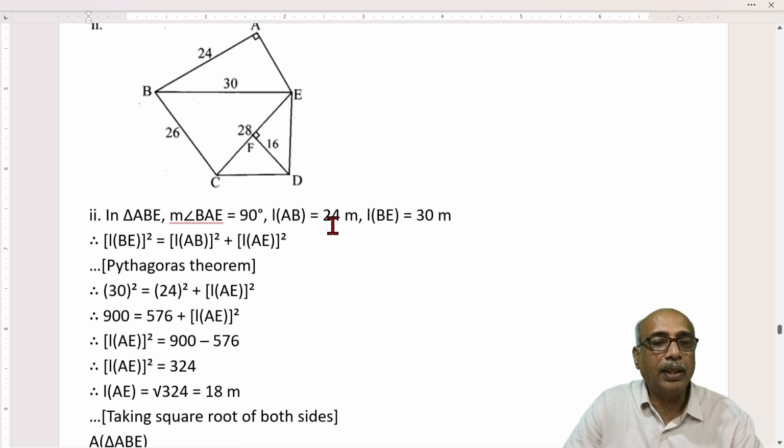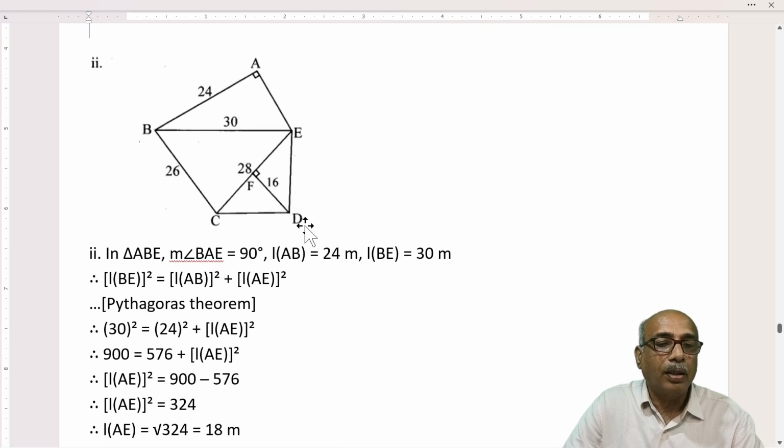Another figure is there. Here for this triangle, you see AE is not given. It is a right angle triangle. So apply Pythagoras theorem, you can calculate AE. Then area of a right angle triangle you know very well. Triangle BCE by Heron's formula. And for this triangle CDE, half base is CE 28 and FD 16.